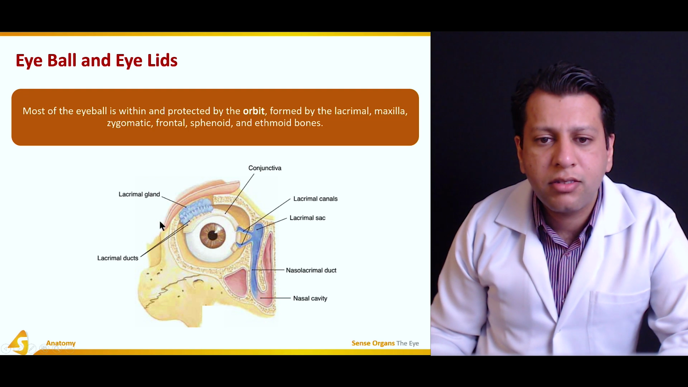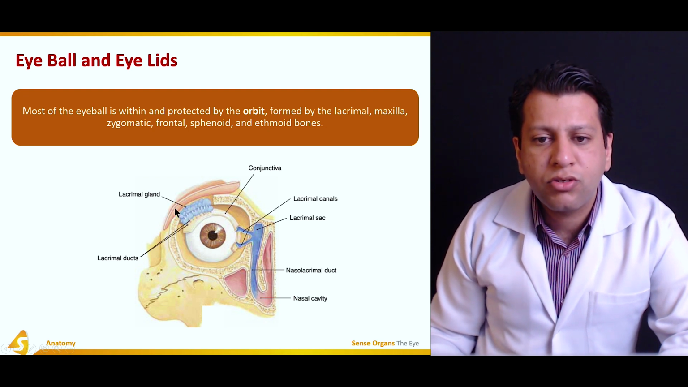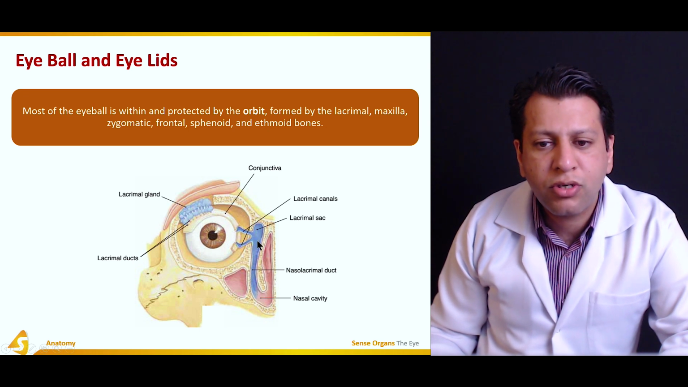Superior laterally, a gland is present which is called the lacrimal gland, which has lacrimal ducts and it secretes a fluid. On inferior medially, this is called as the lacrimal canals of Schlemm, which eventually drain into the lacrimal sac. This lacrimal sac goes into the nasal lacrimal duct and opens into the nasal cavity.